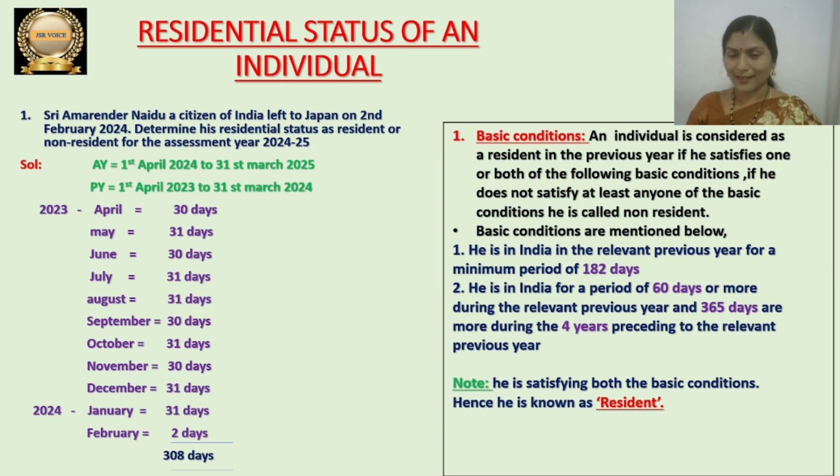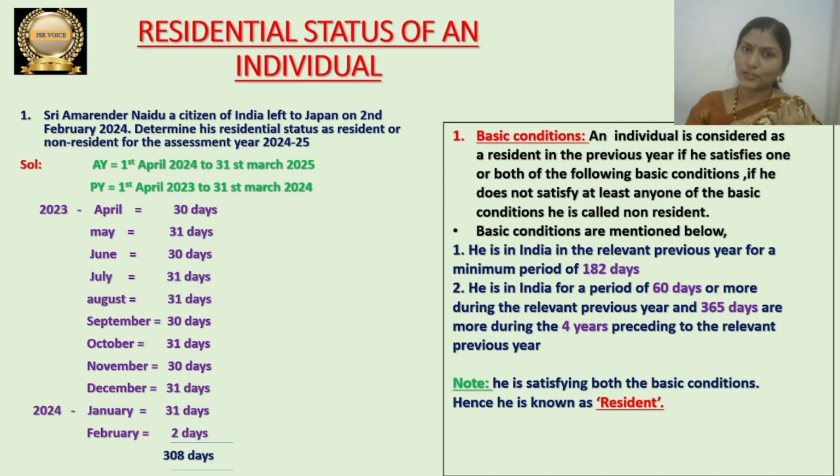In the second condition, there are two parts again. He has to be in India for 60 days during the previous year, which he is satisfying, and for 365 days during the 4 years period preceding the previous year. So did he go anywhere? Only during the previous year, in the month of February, on the second date, he left for Japan. Before that, he was in India only, for 4 years completely, well beyond 365 days. Before the previous year, during the 4 years period, he must be in India for 365 days, and he stayed completely for 4 years.